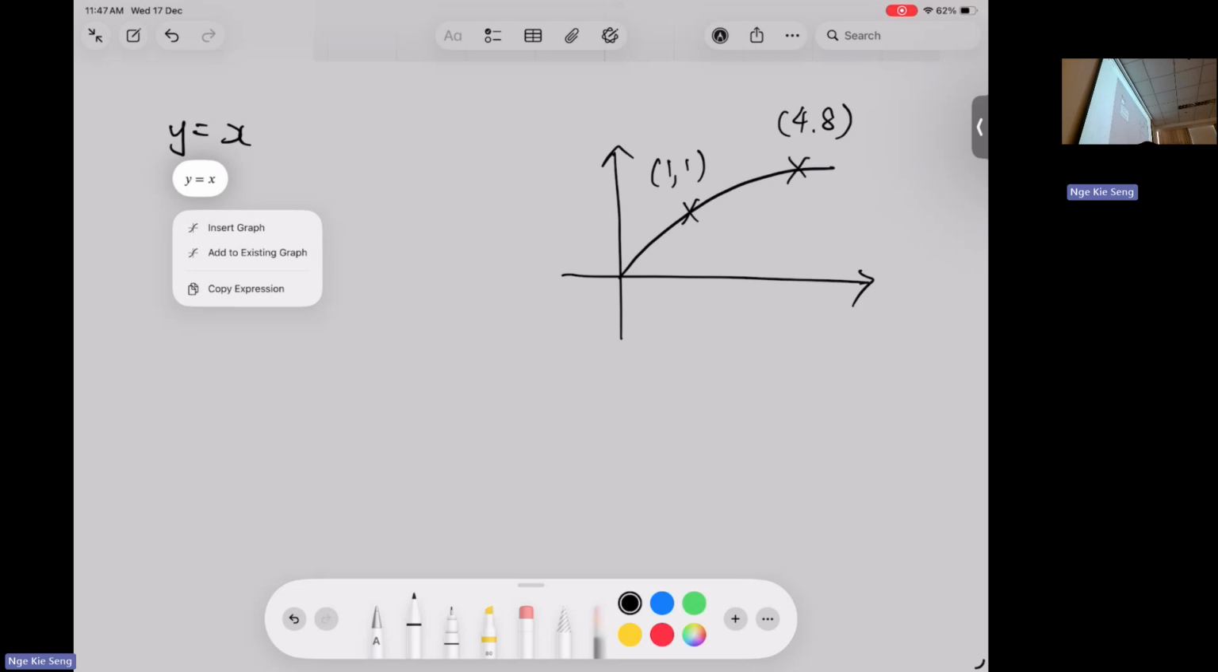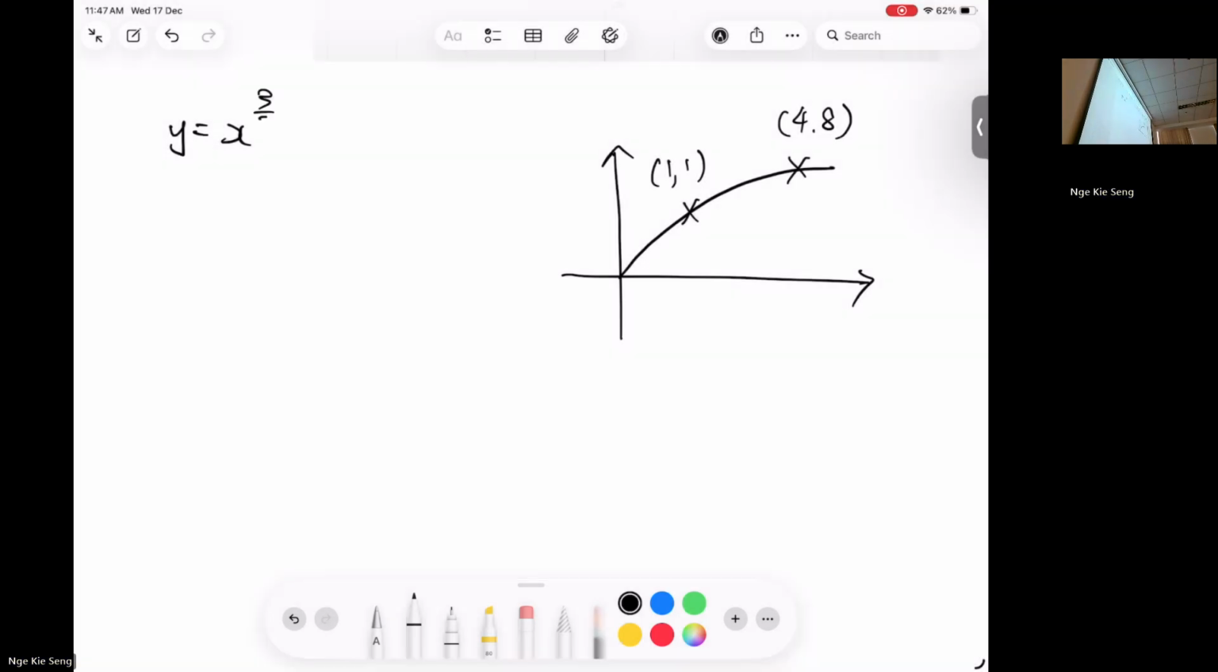X to the 32, right? Well, there's no point in not believing, if you just follow the steps. So let's just follow the steps and see what happens.